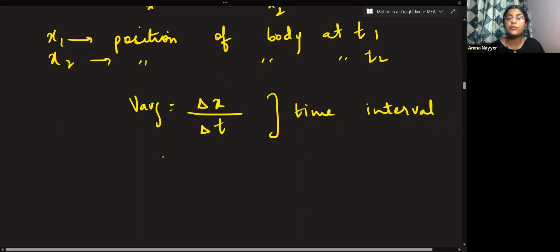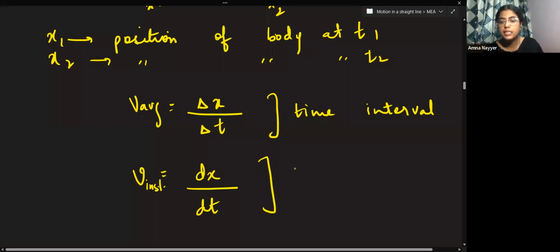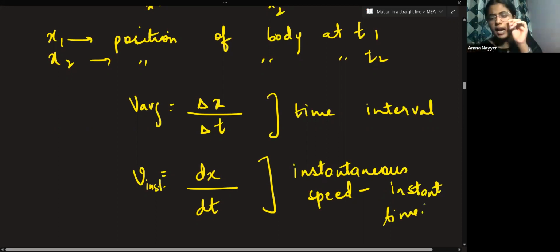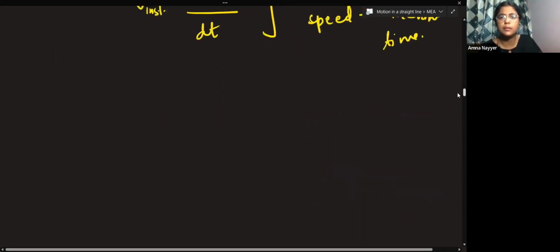For instantaneous speed, it is basically differentiating distance with respect to time. This is instantaneous speed for an instant of time. Meaning at a specific point in time, like at t equal to 4 seconds, I'm asking. Let me explain with the help of an example.